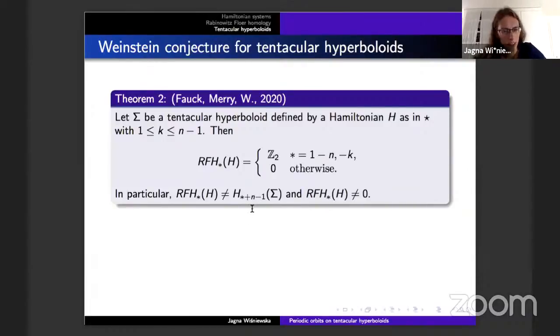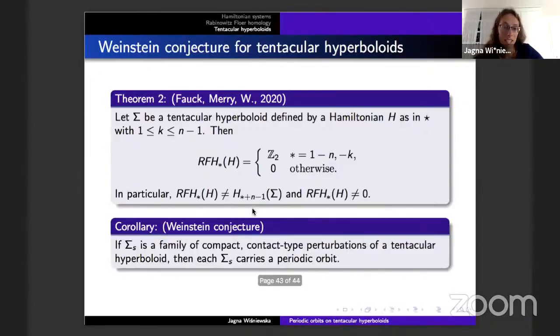Someone would say, okay, but your Hamiltonians are super easy. I can calculate the periodic orbits by hand. It's not the challenge. Well, yes, answering the existence for those is kind of obvious. But if we now combine it with the other property of the Rabinowitz-Floer homology, meaning the invariance under compact contact type perturbations, we get the existence for all the perturbations of these tentacular hyperboloids. And this is something one cannot so easily calculate by hand. So we are able to answer the so-called Weinstein conjecture in this case: if we have a one-parameter family of compact contact type perturbations of a tentacular hyperboloid, then each of these hypersurfaces has to have a periodic orbit.